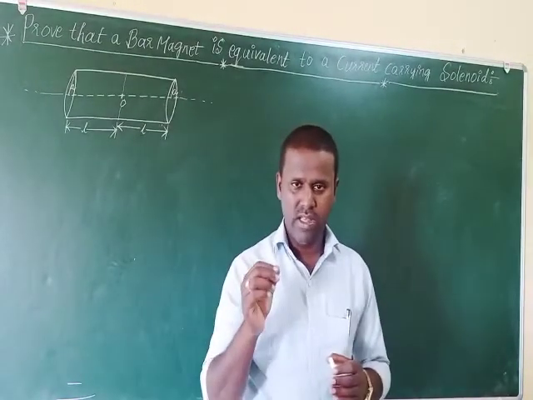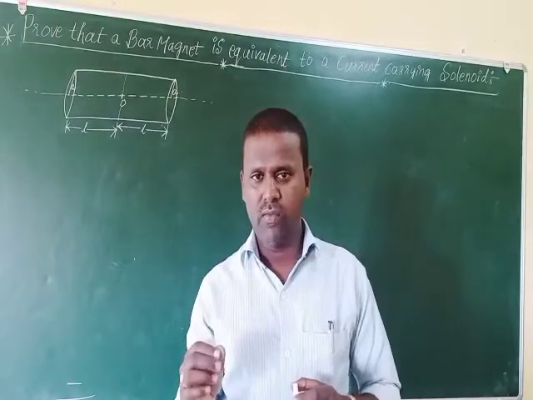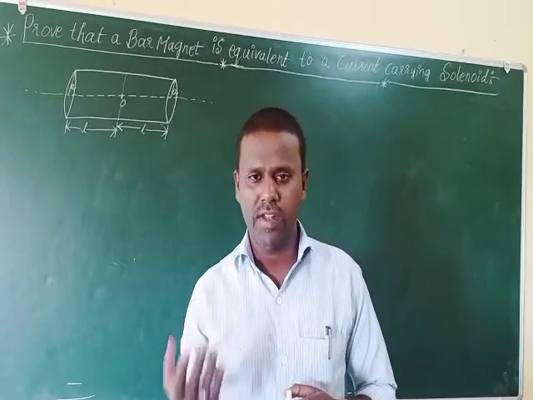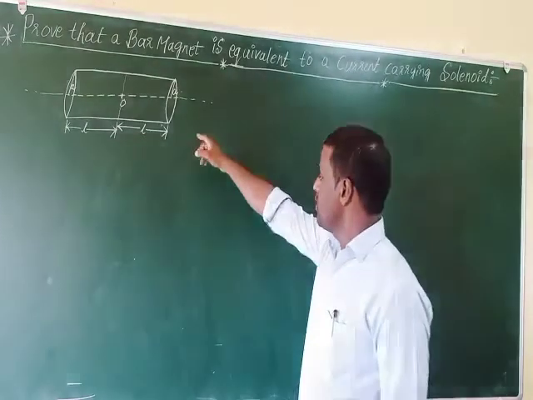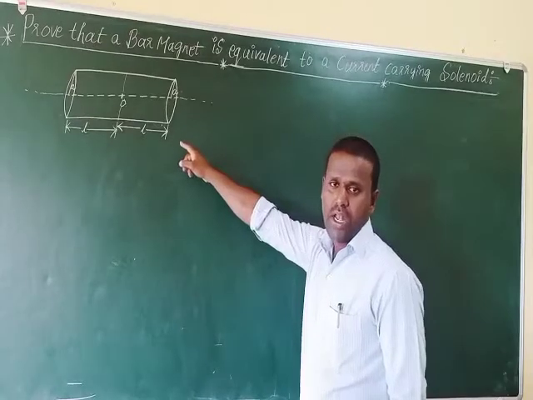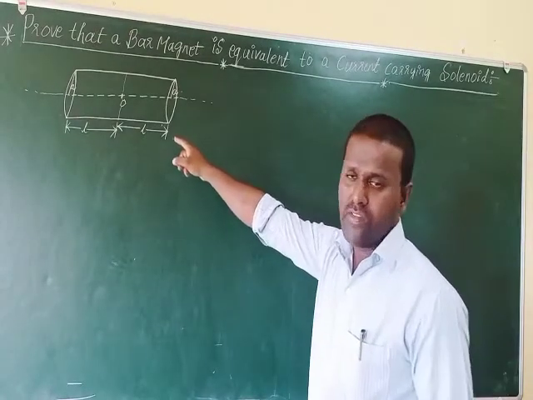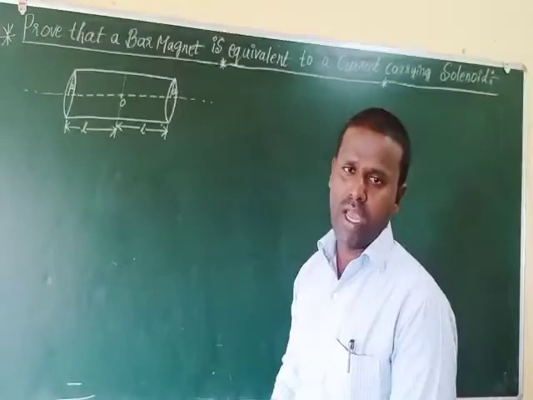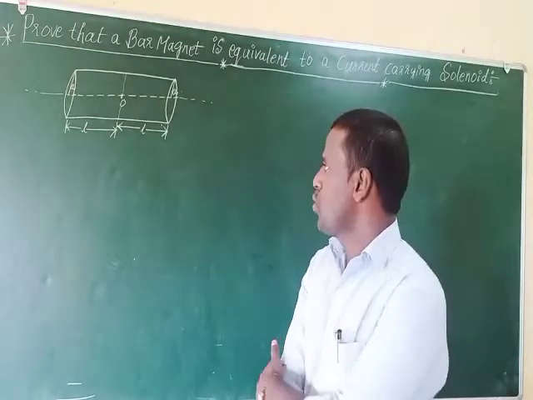The number of turns present for a device depends on its length. Here for the solenoid, the total number of turns is small n into 2L.